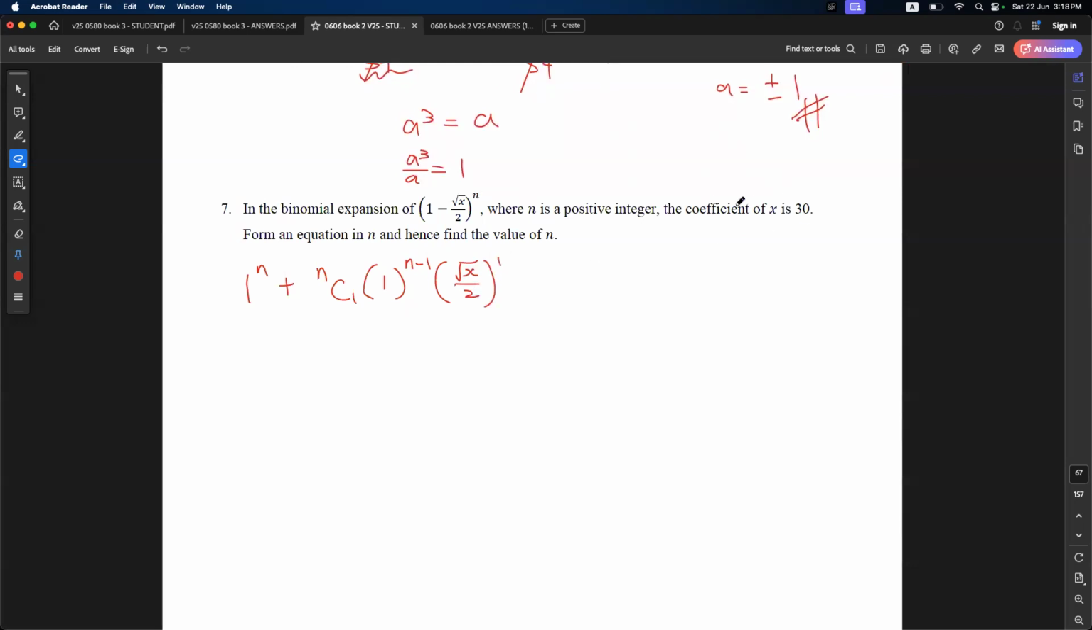Does this give us the coefficient of x? Absolutely not. This gives us the coefficient of x to the power of half. So the following term will be nC2, then 1 to the power of n minus 2, then square root of x over 2 squared. Will this give us the coefficient of x? Yes. But we still have 1 to the power of n minus 2. Like I said earlier, 1 to the power of anything is still 1, doesn't matter whatever the value is. So this is 1.